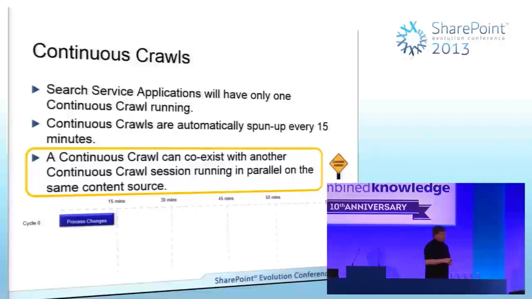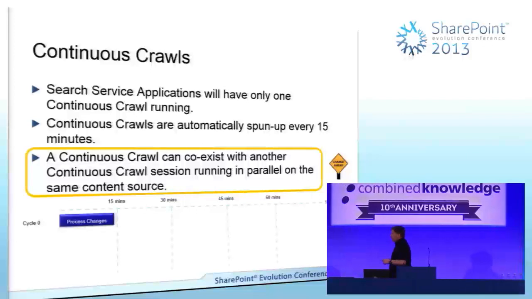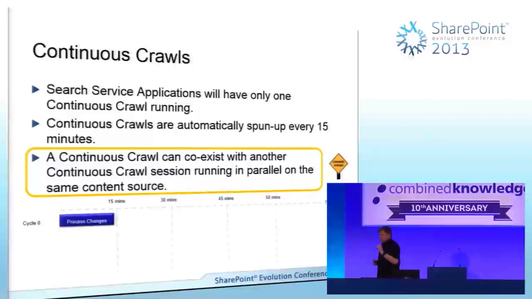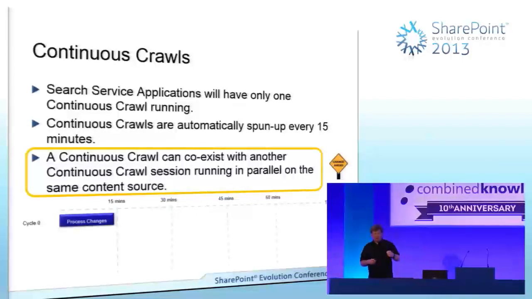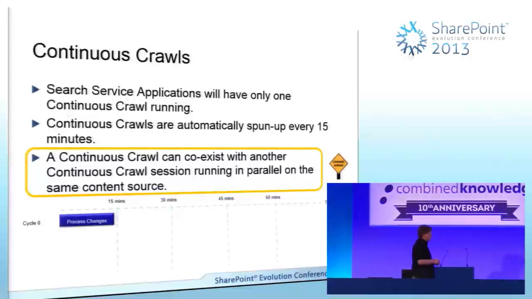With incremental crawl, we're sort of here. With continuous crawl, that story changes, because whereas previously we couldn't run a single crawl in parallel with another crawl on the same content source, that's the important thing, now we can.